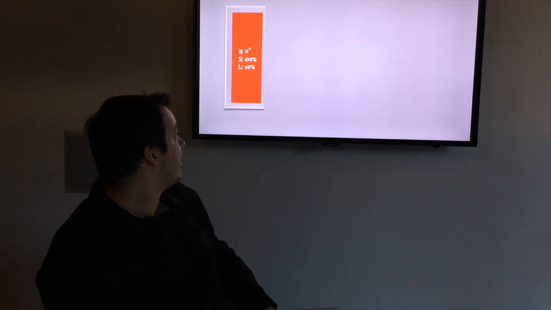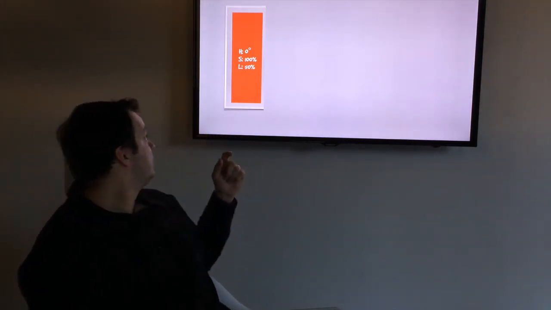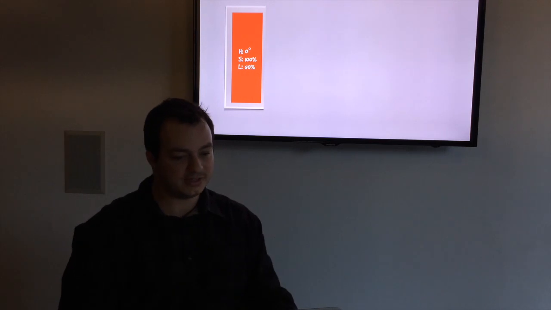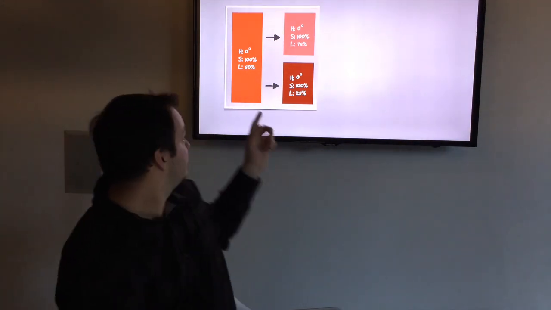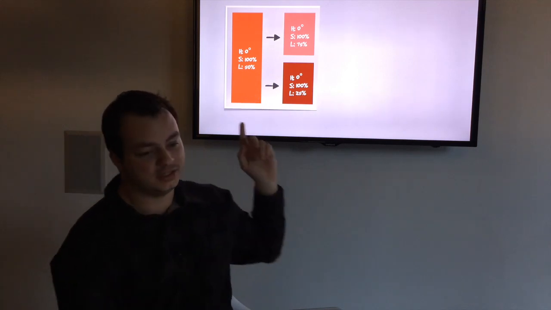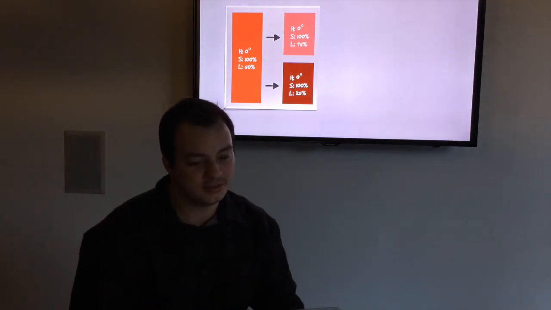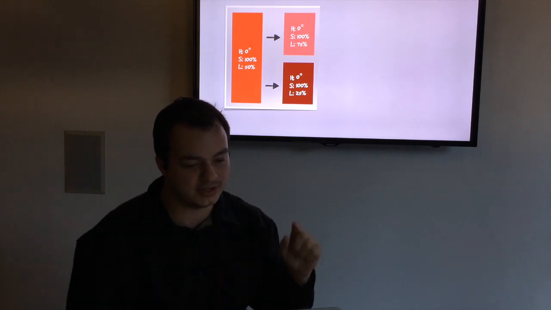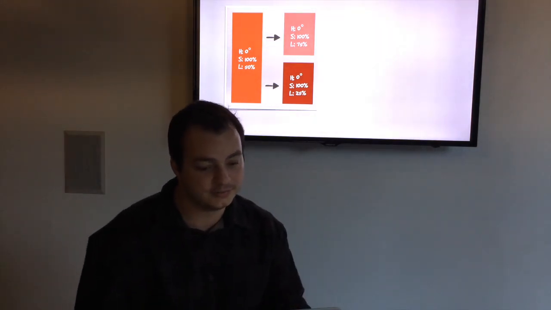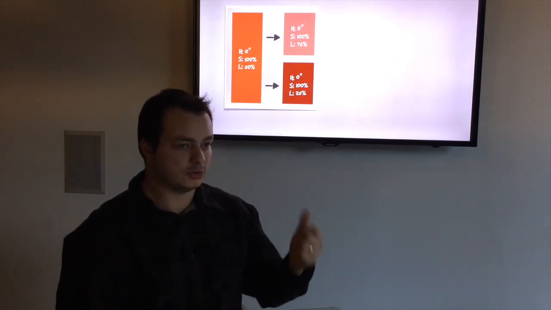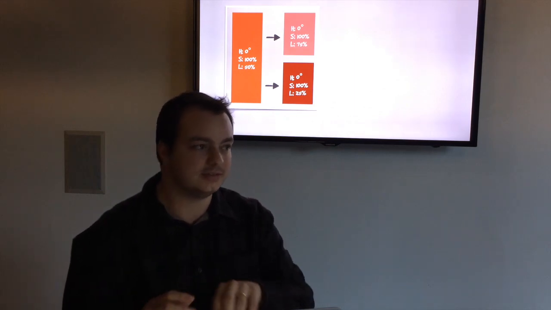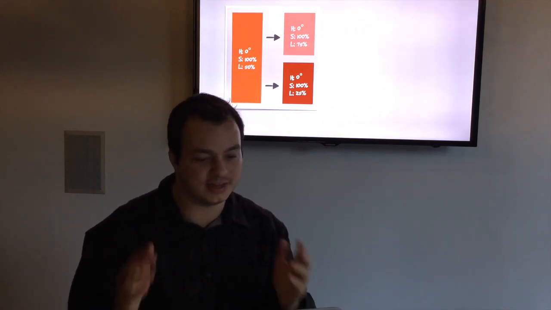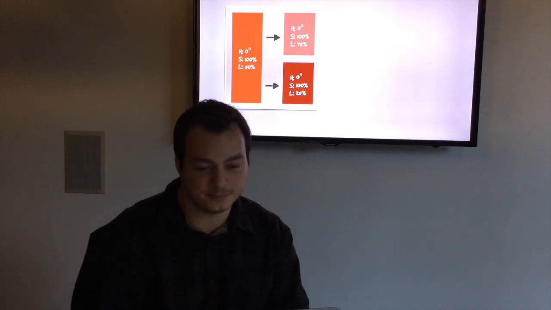Here we have red, which has a hue of 0, saturation of 100, and lightness of 50. What happens when I change the lightness? In the top square I changed it to 75, so it's a little light, and in the second one I changed it to 25, so it's a little dark. I didn't change the hue, so it's still red, and I didn't change the saturation, so it doesn't tend into gray. It's exactly the same color, just changing the lightness.